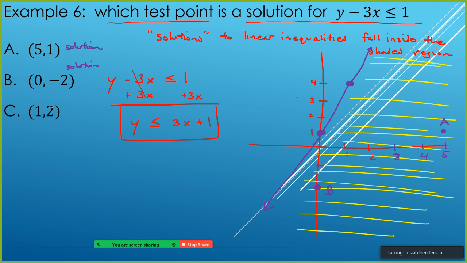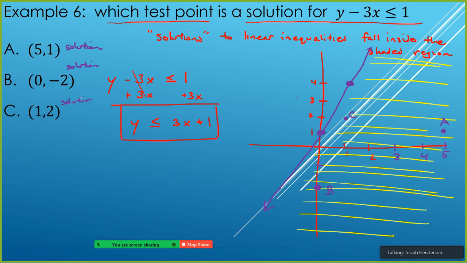And then C is 1 comma 2. Oh, this is dumb. Why did I pick these 3 points? Okay, so C looks like it's also a solution. Over 1, up 2. All right, my bad. That was a poor setup. So they're all 3 solutions, but let's look at one that wouldn't be.